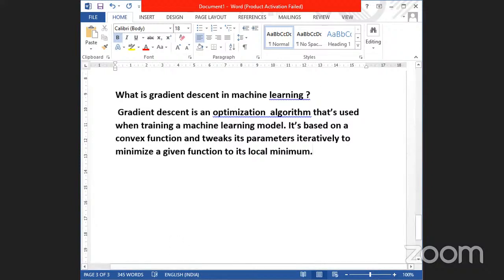Let me check for the answers. Okay, we have mini batch gradient descent, stochastic gradient descent, and batch gradient descent. So you are right. What about others? Please write your answer in the comment. I asked how many types of gradient descent we have.